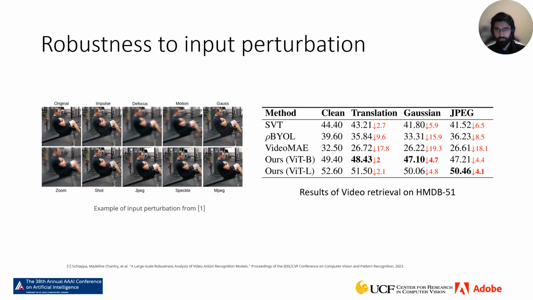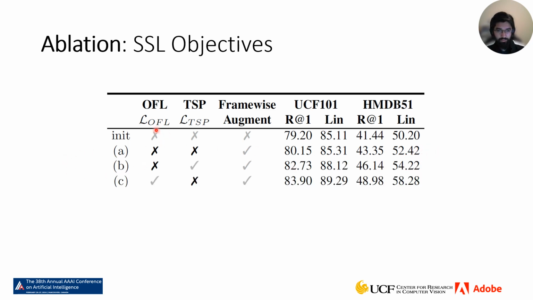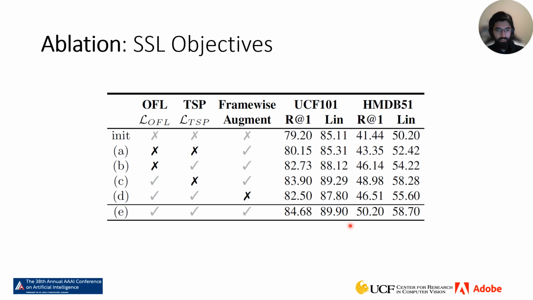Let's understand the individual contribution of each component in our framework, starting with the initialization baseline, which is an image self-supervised learning baseline. When we add the frame-wise augmentation with the contrastive learning framework, we see a small boost there. However, adding the individual temporal pretext tasks, we see a significant boost in the results across all protocols. And finally, adding all components of both temporal pretext tasks and frame-wise augmentation, we get our best result.